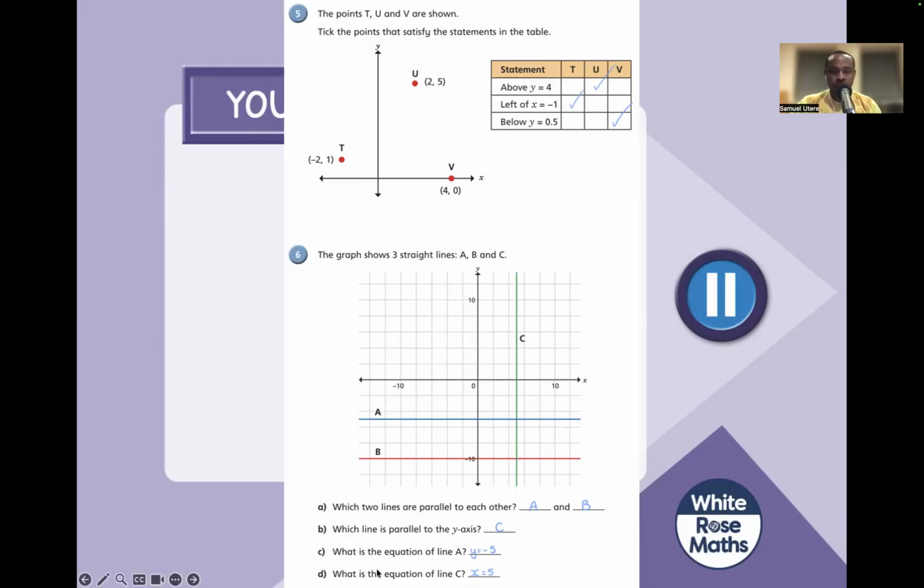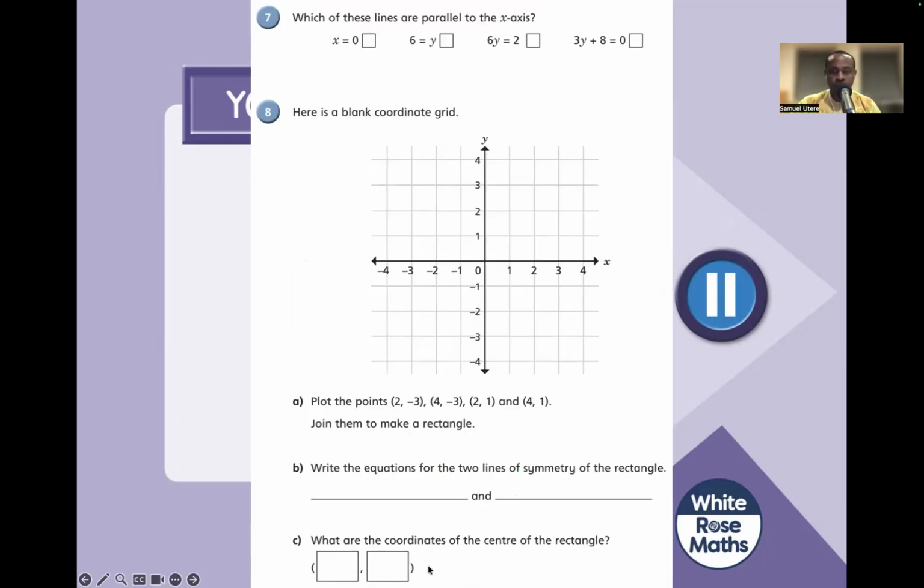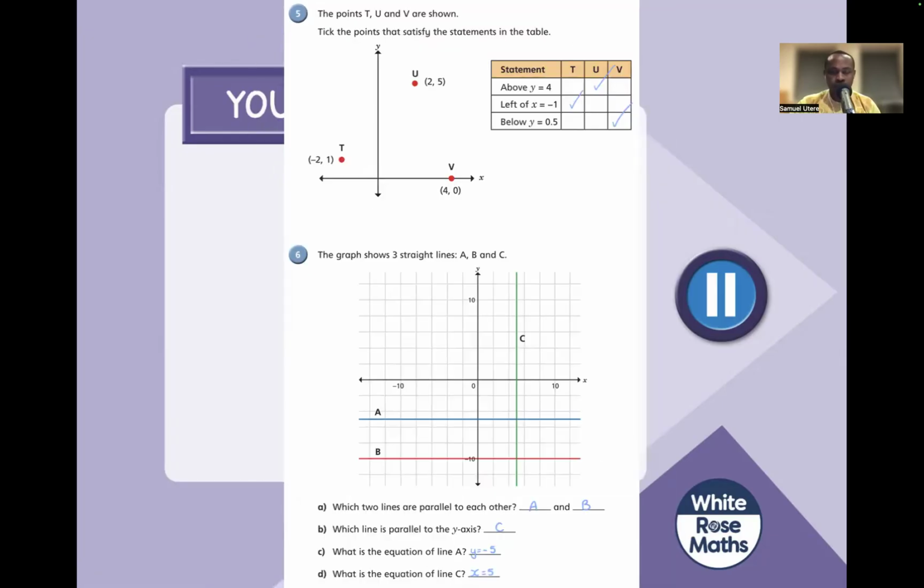And then what is the equation of the line A? The equation of the line A is y equals -5. And you can see it here. Counting the grids, you can see it's y equals -5. How do we know? It's by looking at the scale. You can see from 0 to 10, and then this is 0 to -10. So halfway has to be -5.